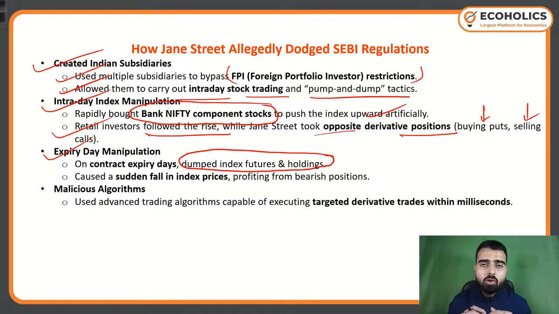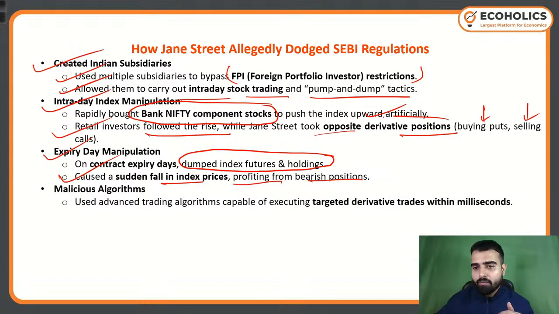Okay, first of all, who suffered the loss here? Only and only the retail investors suffered the loss. They have made huge profits. So on contract expiry dates, the options they bought and sold have an expiry date. Just the day those options in which they had taken positions were about to expire, they did this manipulation. They pumped money and then they dumped on the retail investors who had sold the put options to them or who had bought the call options from them. Okay? Now this caused a sudden fall in index prices, profiting from their positions.